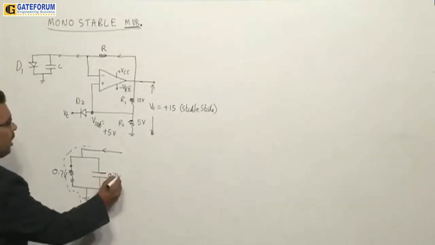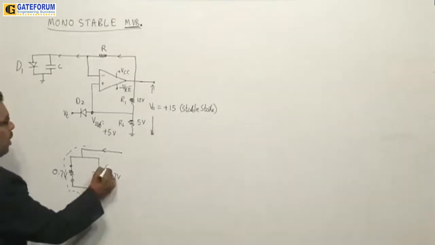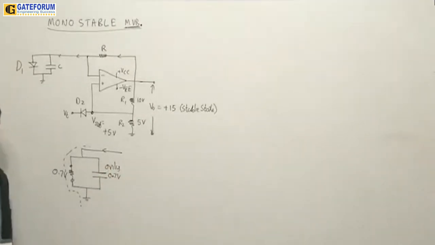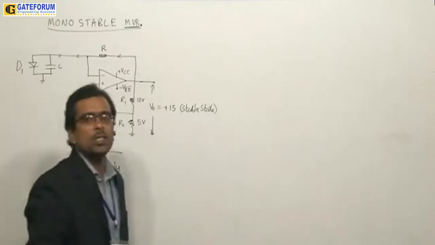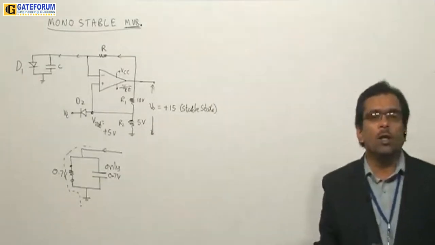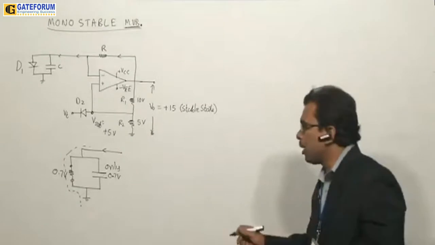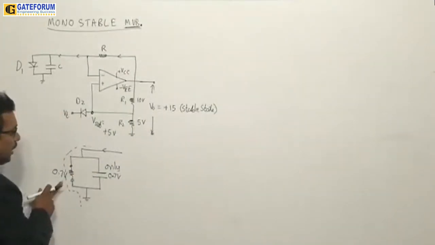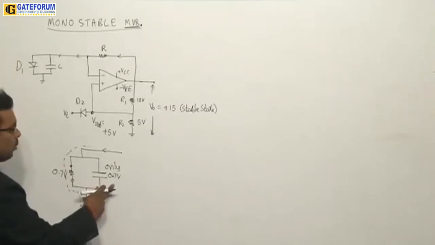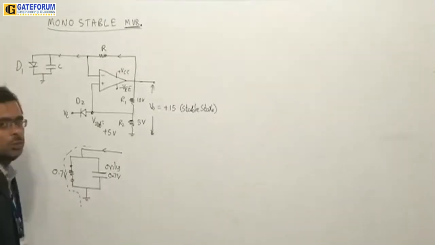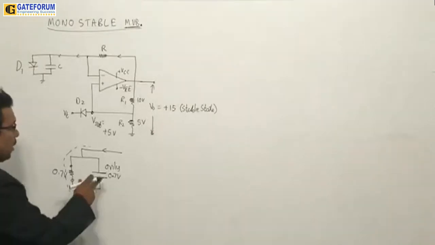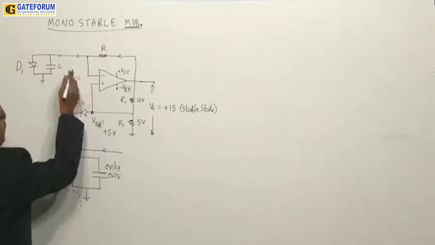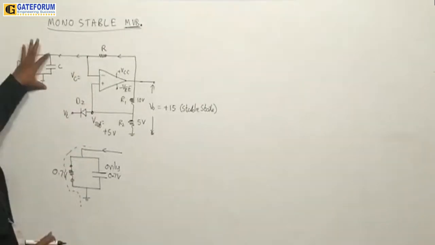Therefore, because both of them are in shunt, the capacitor will get an opportunity to charge only to 0.7 volts. It cannot charge more than 0.7 volts. This is the point you need to observe. As the diode has 0.7, the capacitor also will charge up to 0.7. Now this capacitor voltage is fixed. You can see the voltage across the capacitor, this branch.